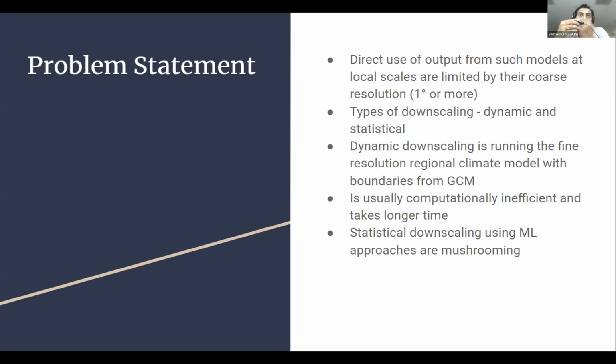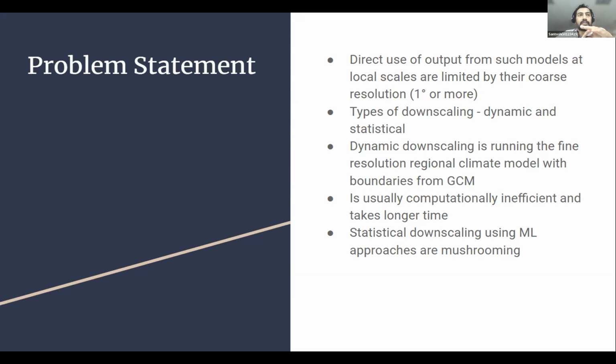But at the local scale, what we call watershed scale, the direct output may not yield, or has biases, so we can't directly use those outputs in the application at the local scale. So in that respect, downscaling is required of this data set. There are two types of downscaling. One is the dynamic downscaling. The other one would be the statistical downscaling.